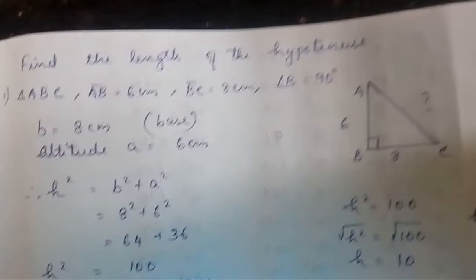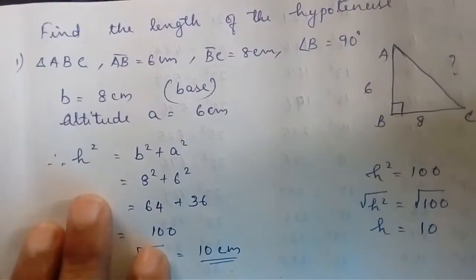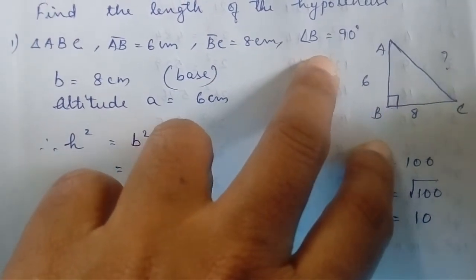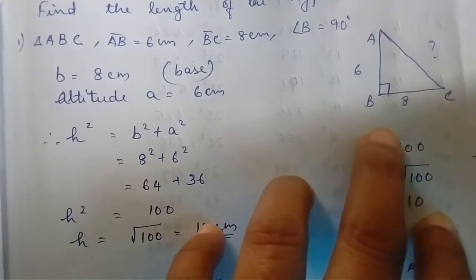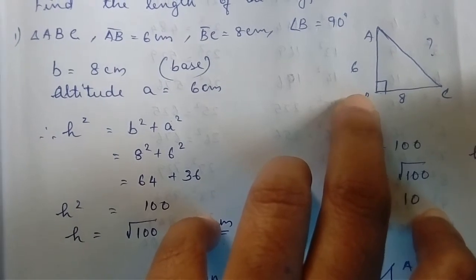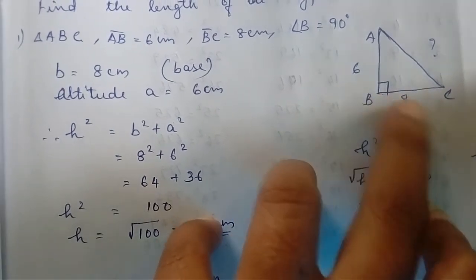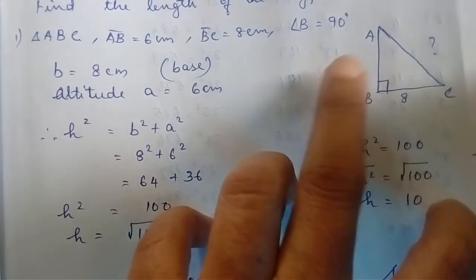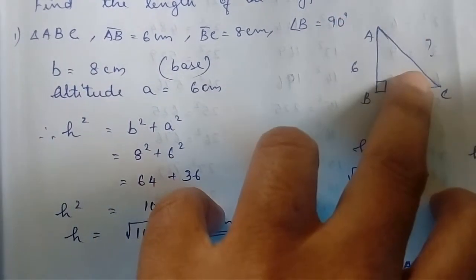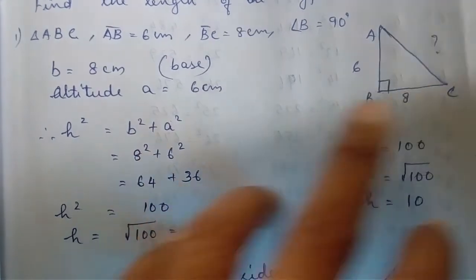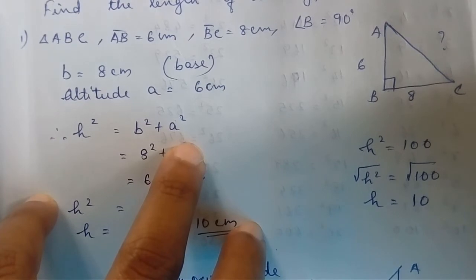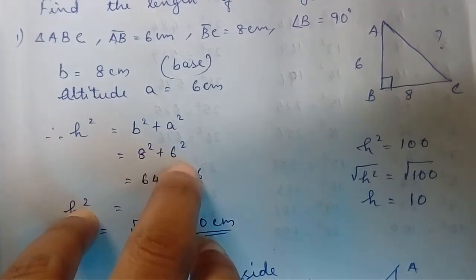Okay, come to the question. Find the length of the hypotenuse of triangle ABC, AB equal to 6 cm, BC equal to 8 cm and angle B 90 degrees. Which means it is a right angled triangle, right angled at B. And we can see the position of the measures given. BC is the base and AB is 6 cm. We have to calculate the hypotenuse and write the equation: h square is equal to b square plus a square. What is b? 8. 8 square plus 6 square.